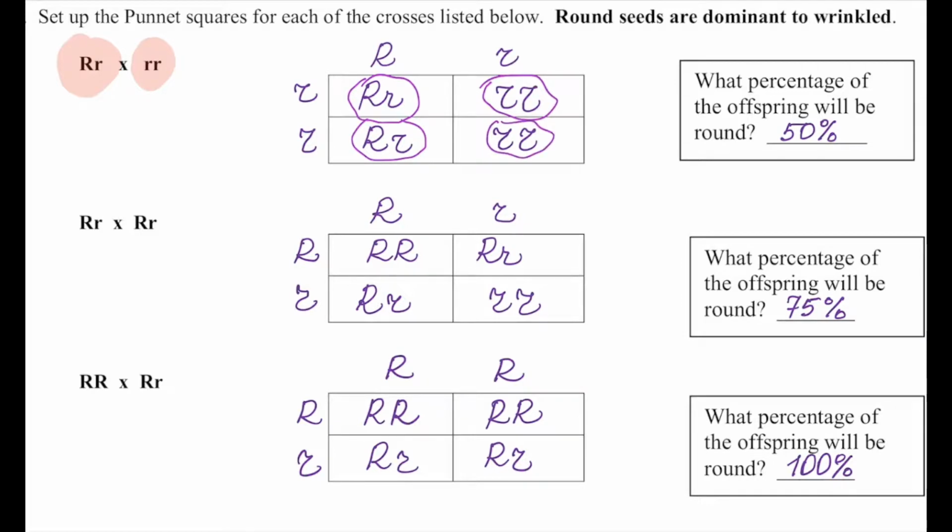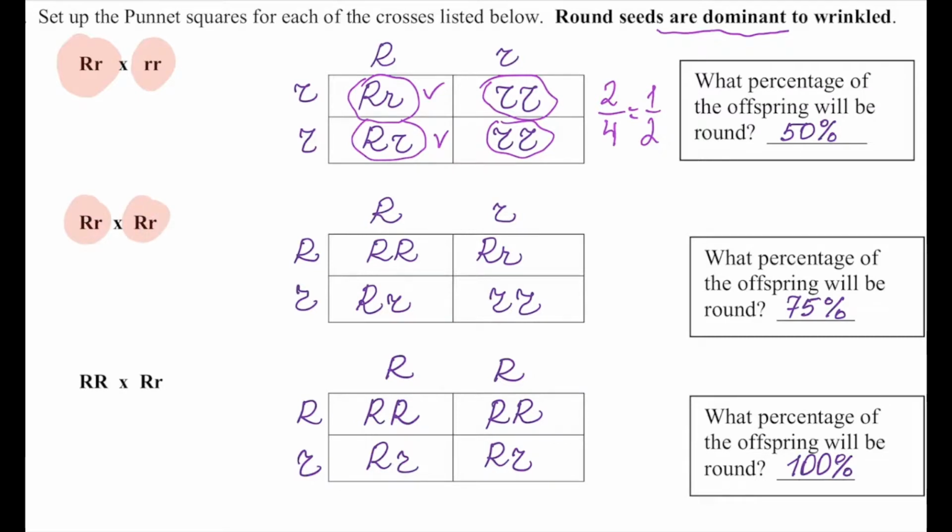So when they ask you what percentage of offsprings will be round, since round are dominant, that means that you're going to be looking at the genotypes that have a capital R in them. And that will be this one and that one. That's 2 out of 4, which is 1 of 2. So that's exactly 50%.